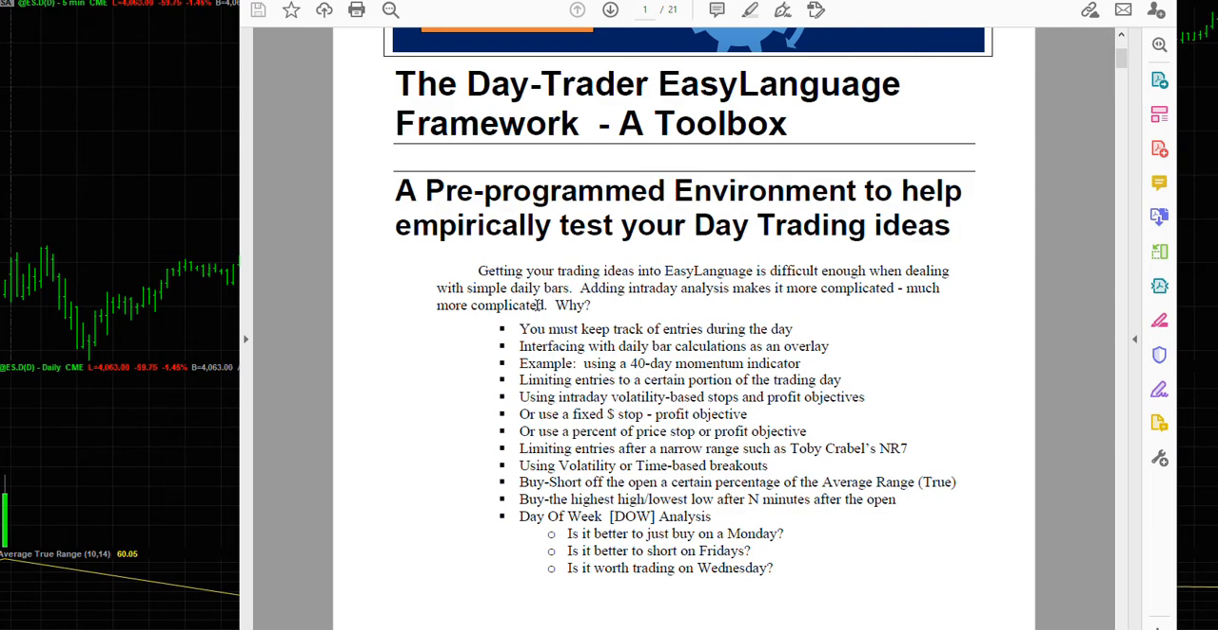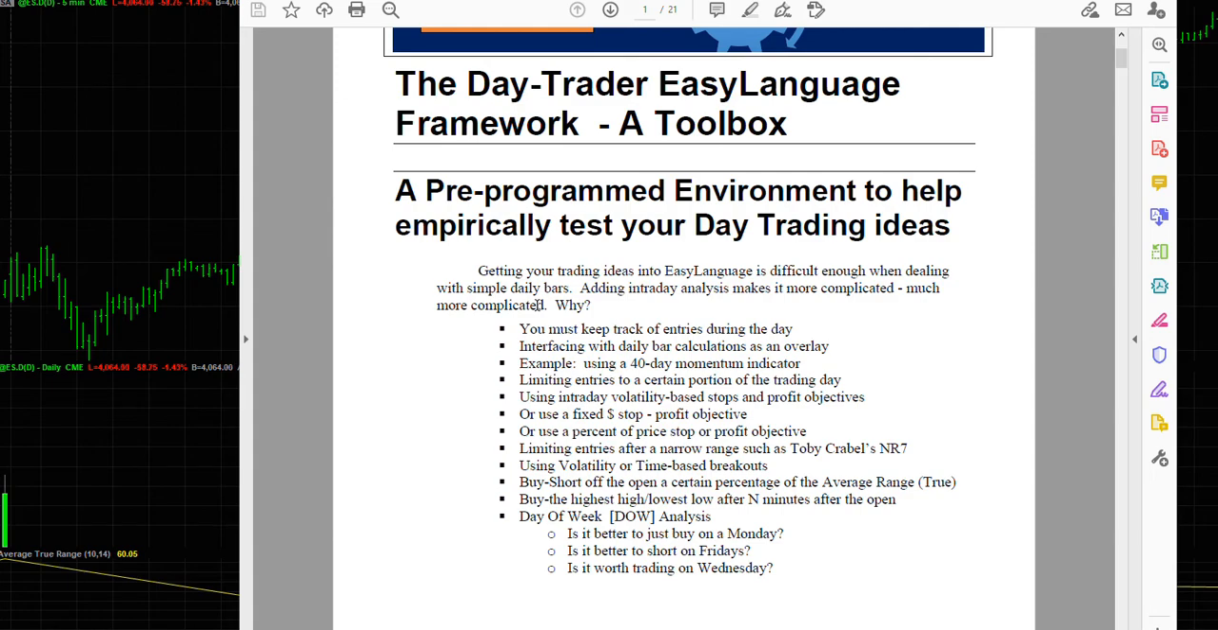And let's see what else. What else do you need to do on a day trade basis? A lot of times you want to limit your entries to a certain portion of the trading day. Say you don't want to trade after lunch, or you don't want to trade the last hour of the trading day, or you only want to trade the first hour of the trading day. A lot of times calculating the time of entry can be difficult.